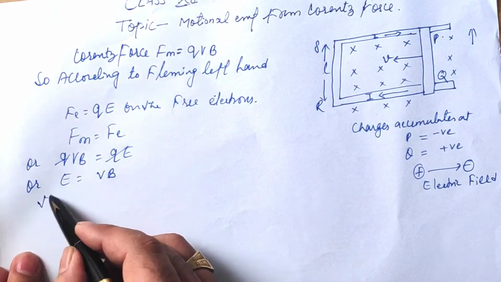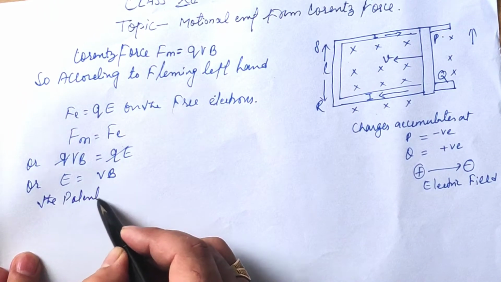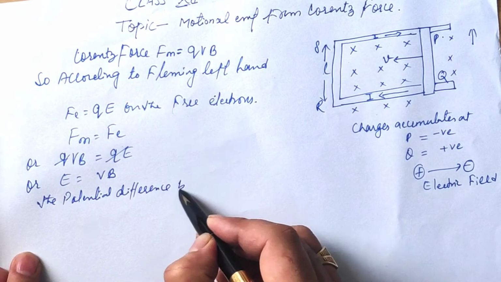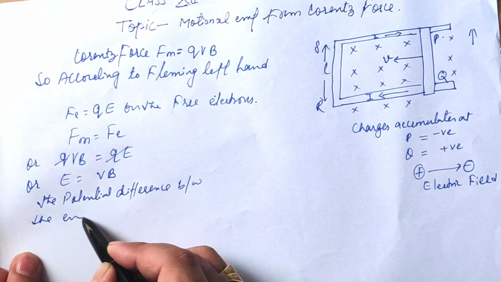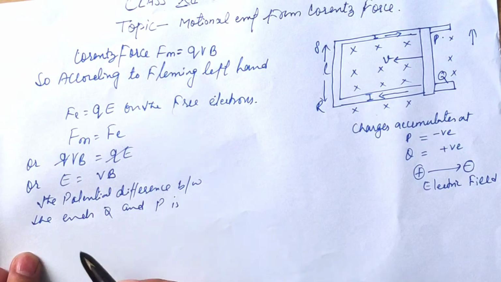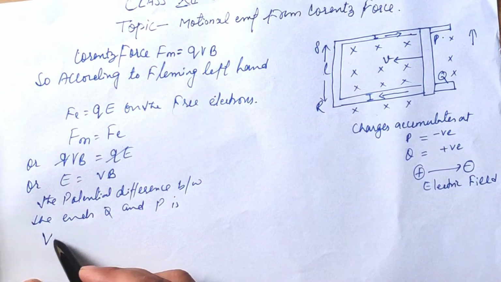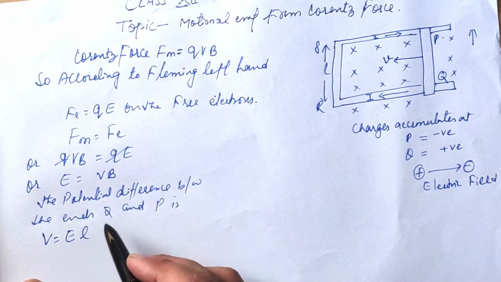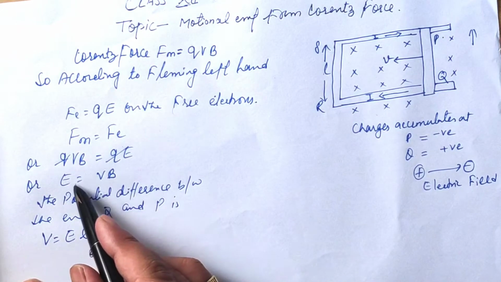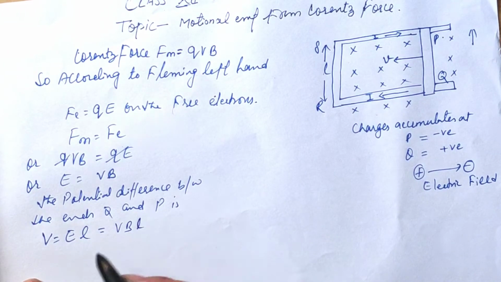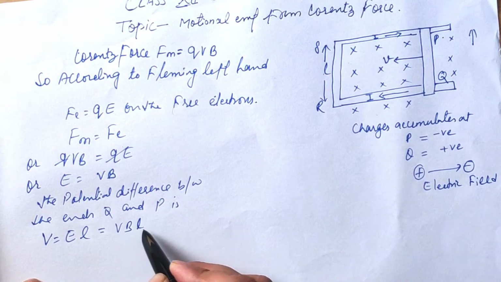So we can write here the potential difference between the ends Q and P. What is potential? Electric field is equal to potential per unit length, so V is equal to EL. From this formula we can write, so this value we know, E is equal to vB, and L is there. So this equation becomes V is equal to vBL.